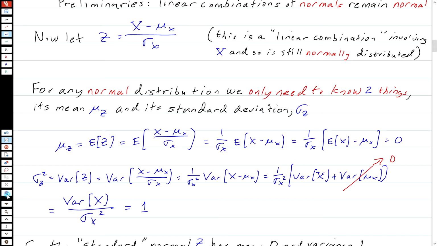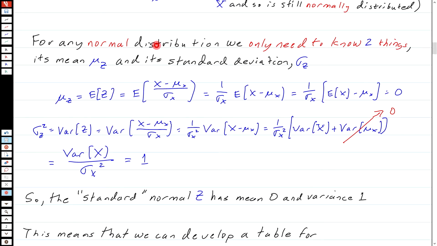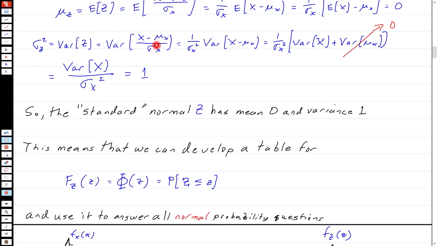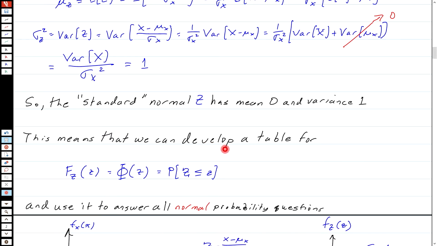Okay, so that means that this boils down to sigma z squared is the variance of x, which we've ended up with here, divided by sigma x squared, which is, of course, just the variance of x. So I get variance of x divided by variance of x, which is 1. So when we standardize by subtracting the mean and dividing by the standard deviation, the quantity z, our standard normal, becomes normally distributed with mean 0 and unit variance. And that means that we can develop a table for z, and then we can use that to find probabilities for all other normally distributed random variables.